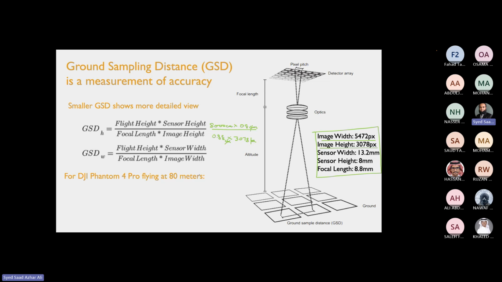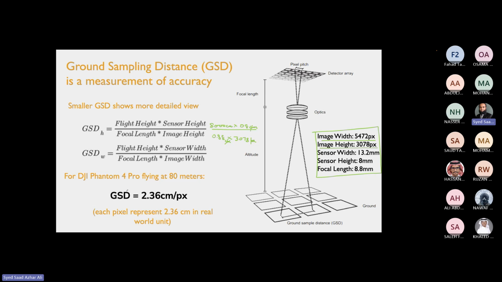2.4, or 2.36 centimeter per pixel. Very good. Excellent. Thank you. So this could be one measure of detailing. So which one is better? Smaller GSD is better to get more details.